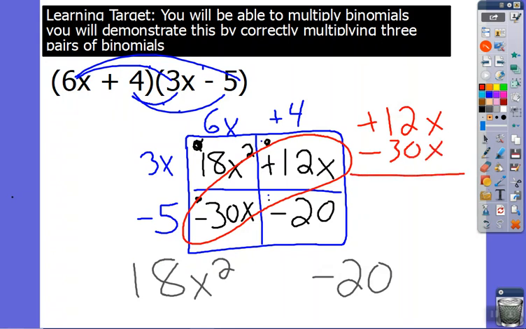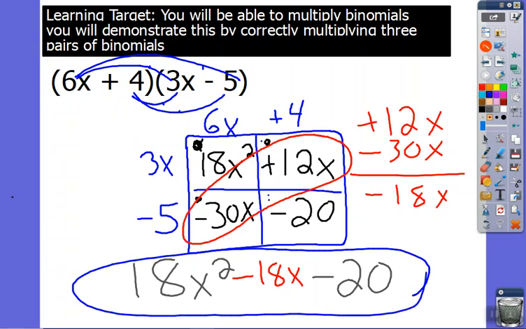And that answer combined is going to go in the middle there. So that is negative 18x. Please don't hesitate to use a calculator. You'll find out when you get to algebra in high school that the calculator is probably just going to sit in your hand the entire time, and there's no shame in having the calculator do all that work. So this down here at the bottom is my answer, 18x squared minus 18x minus 20. That's a trinomial answer, notice.